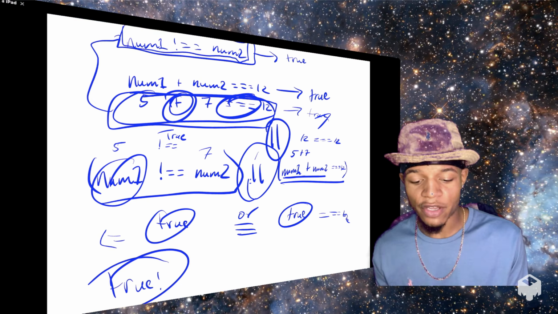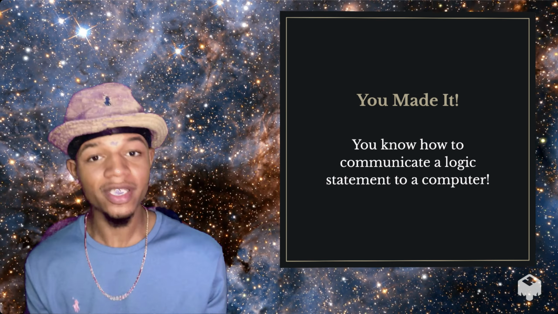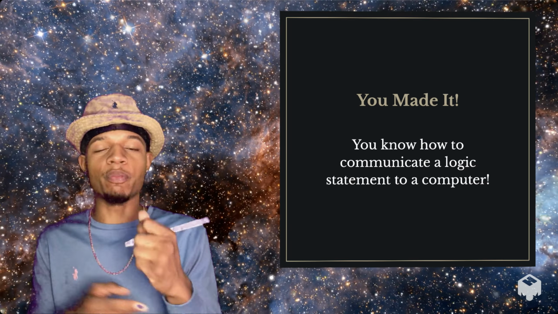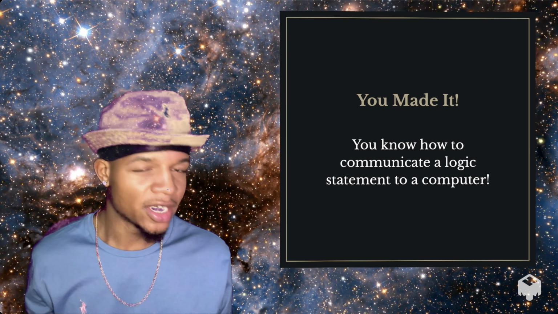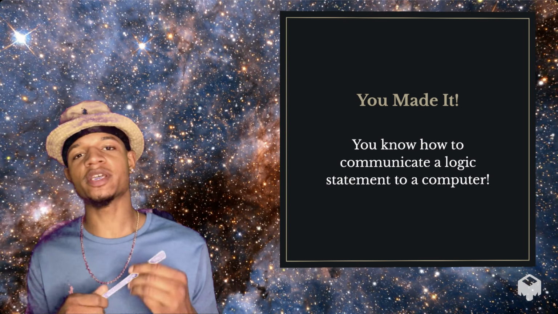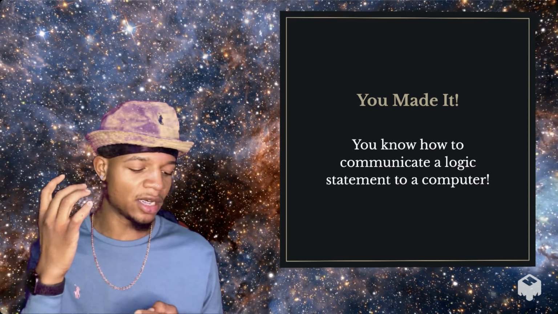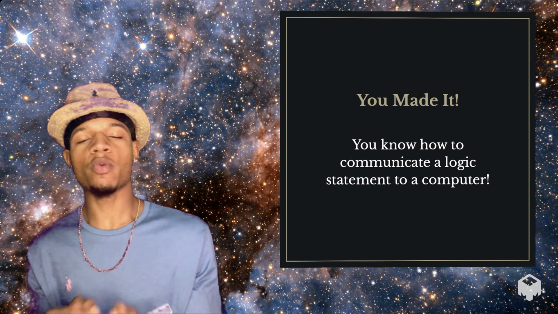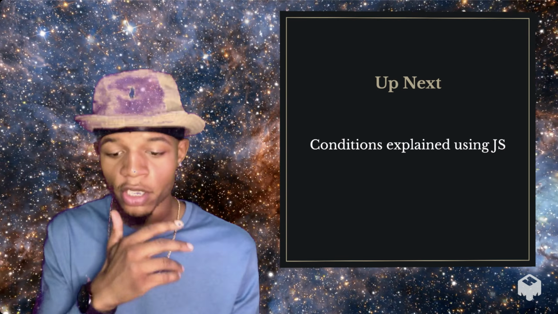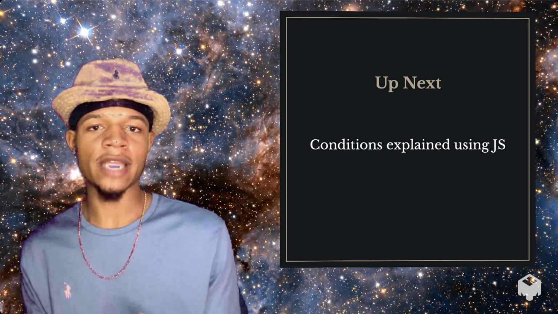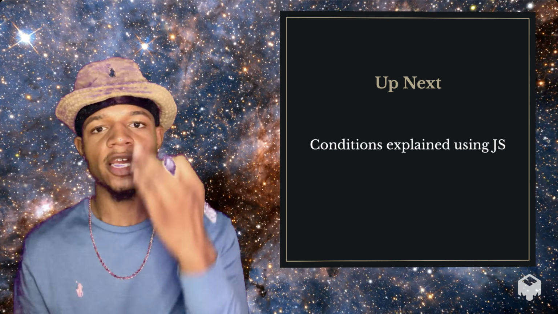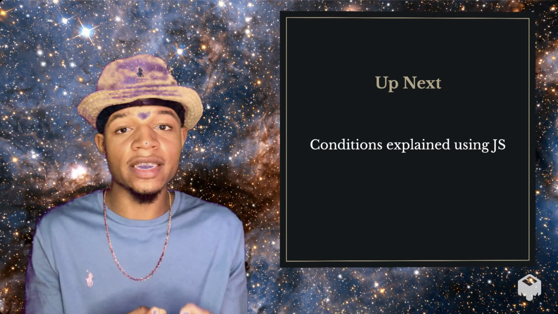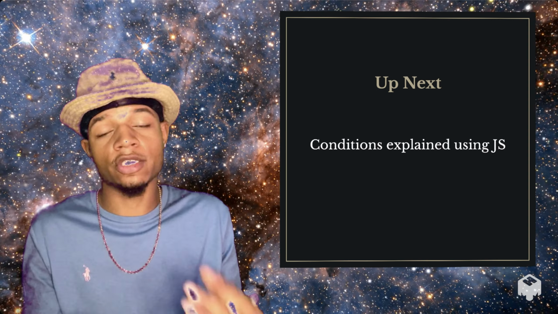Now that it can evaluate true or false, we can communicate. But just because we can communicate doesn't mean that the computer can communicate back to us. It will process what we're communicating, but it won't do anything further. It won't make a decision. Just because I say num1 is less than num2, and the computer says true, what if I wanted the computer to do something because num1 was less than num2? That's basically a condition I just gave it. This statement is, if num1 is less than num2, then I need you to do something. And in this video, we learned how we can make these logical statements that come out to true or false.